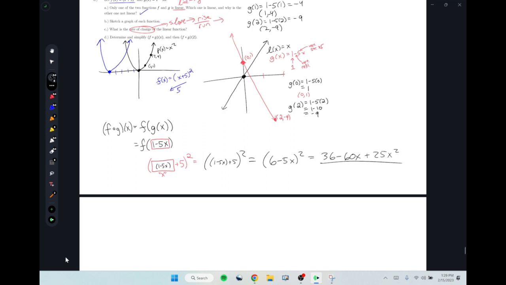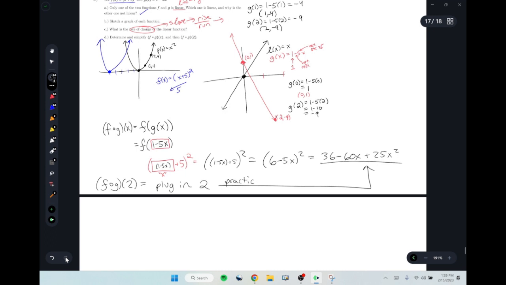Okay. To do f of g of 2, you just plug 2 into x and solve for it. I know that's long to be on the calculator. f of g of 2, just plug 2 into that.